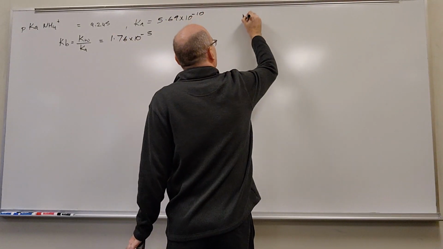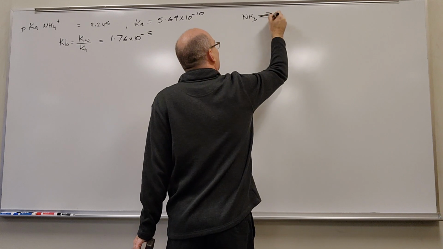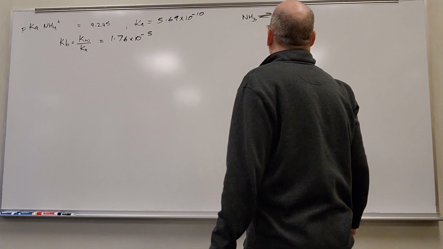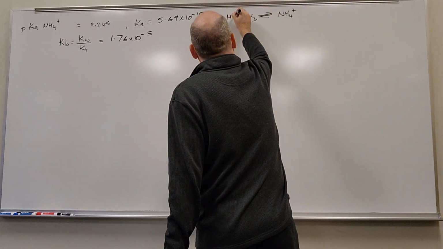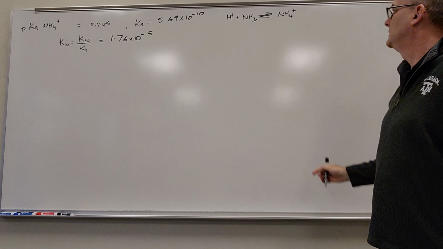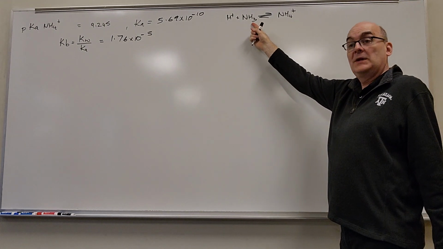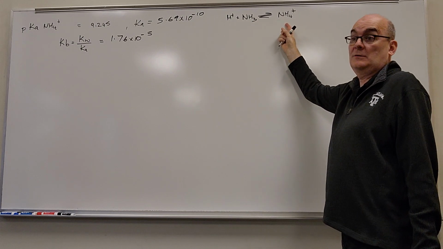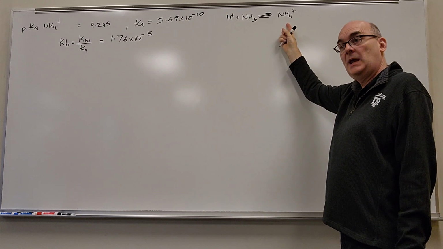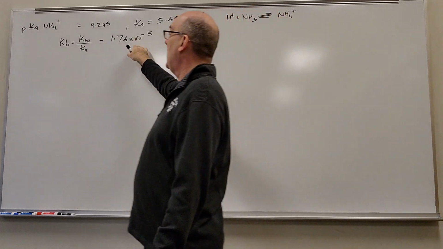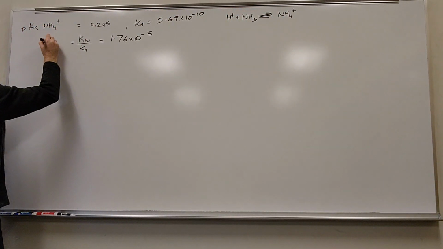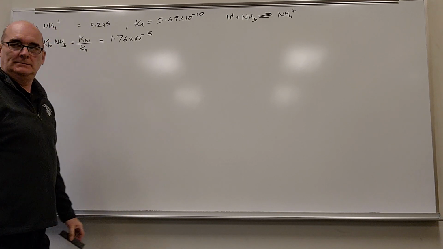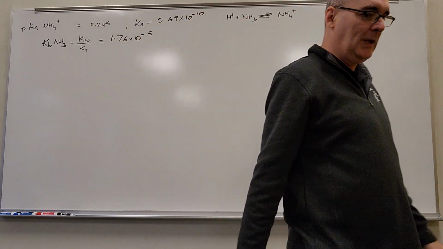So NH3 is in equilibrium with its conjugate acid. We couldn't find the Kb for this because it's not in the table. But we could find the Ka for that, or at least the pKa, and then we could turn the pKa into the Ka, which gets us to the Kb. So this Kb is for the ammonia, okay, not for the ammonium.